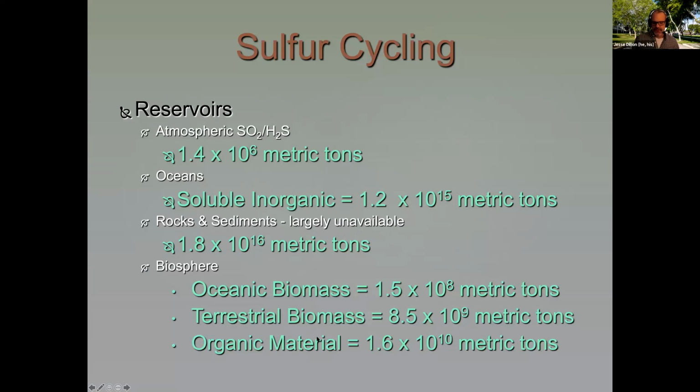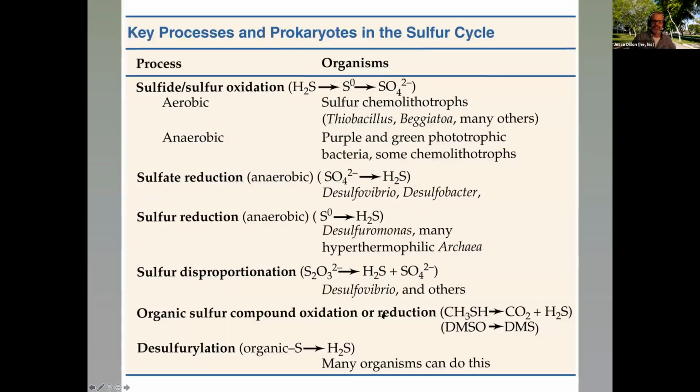Because we all have sulfur in us, organic material is a pretty large pool, okay? Both in terrestrial and oceanic biomass. If you pool these together, you end up with large numbers. So what are the key processes? We've already talked about these in our metabolisms.